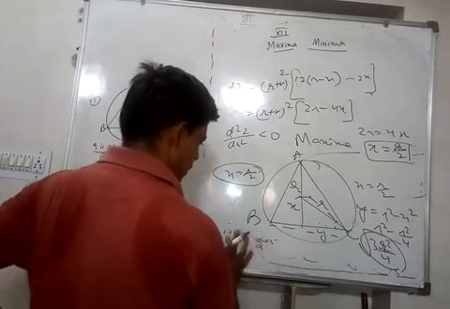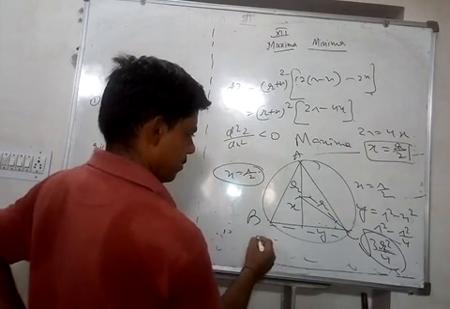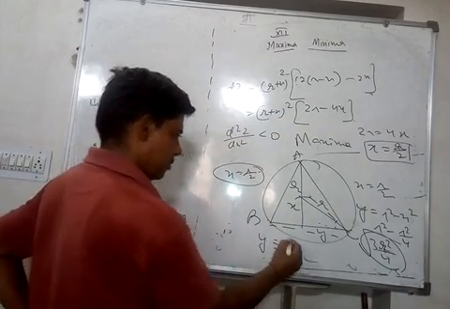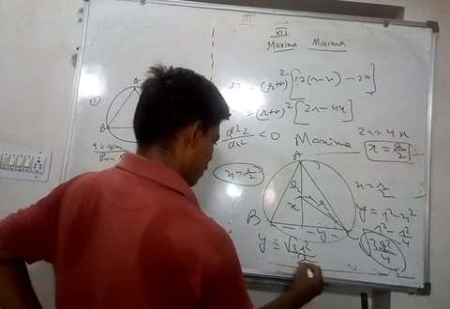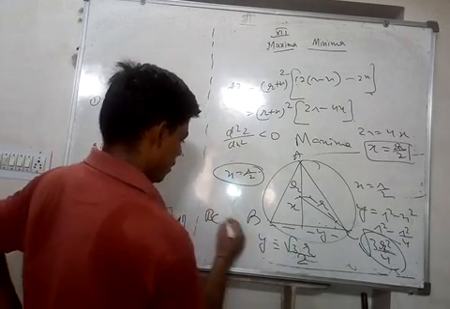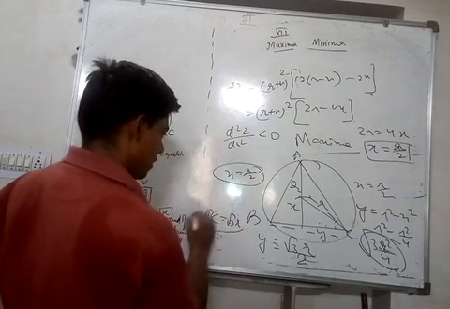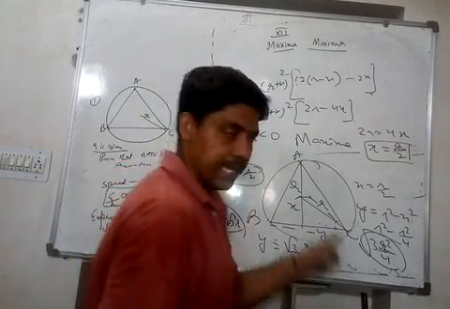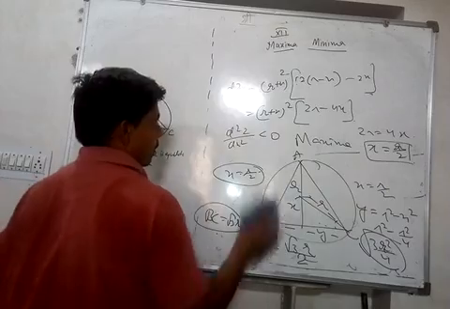So BC is actually y is equal to root 3 r square by 2. So BC is root 3 r by 2. BC is root 3 r, right? So we can similarly prove that AC is also root 3 r.